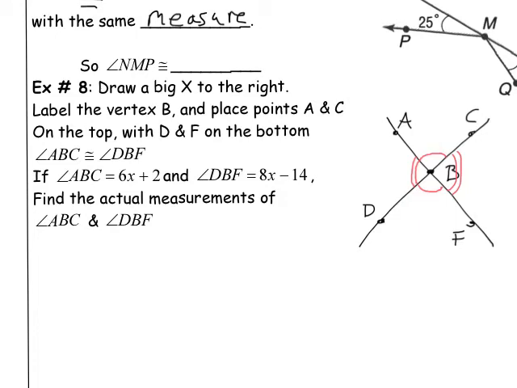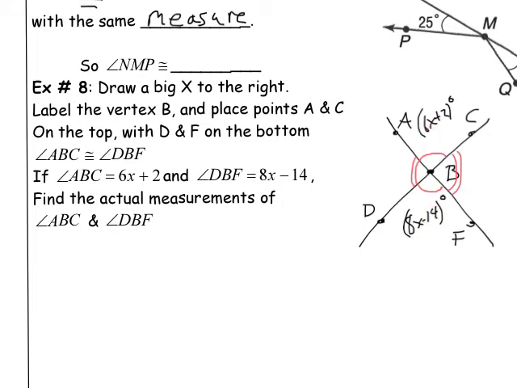Now that we know that, it says, hey, if ABC is 6x plus 2, and if we want, we can even write that in here, 6x plus 2 degrees. And DBF is 8x minus 14 degrees. Find the actual measurements of ABC and DBF. Okay, here's the deal. If these two angles are the same, if they're congruent, then we can set them equal. And that's how you start this off.